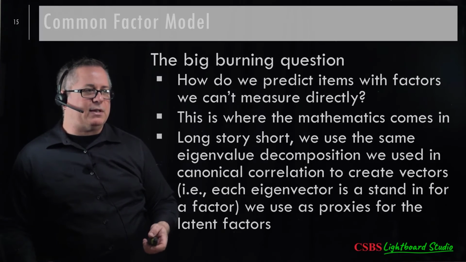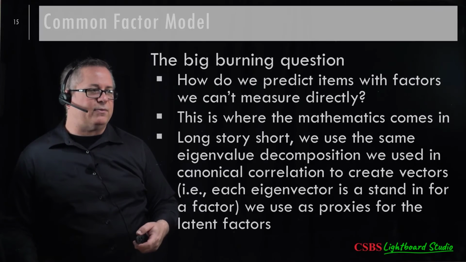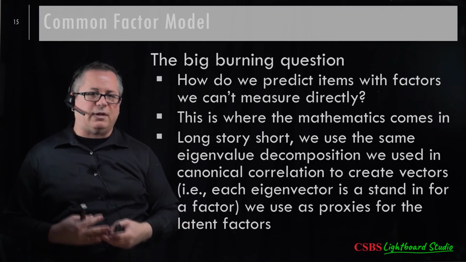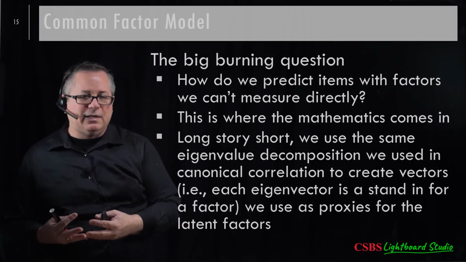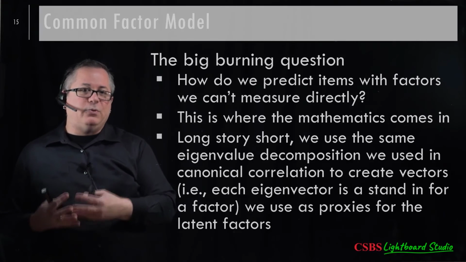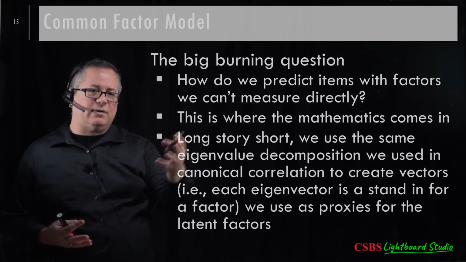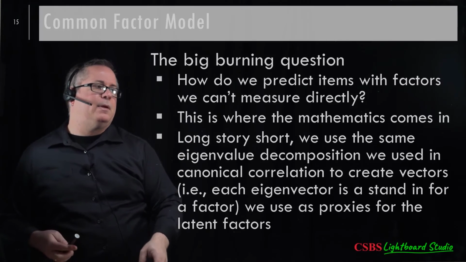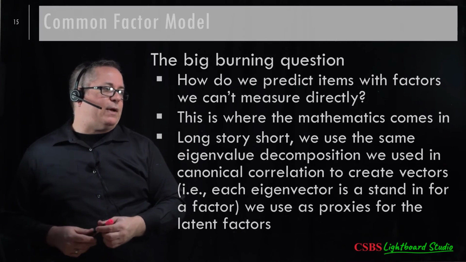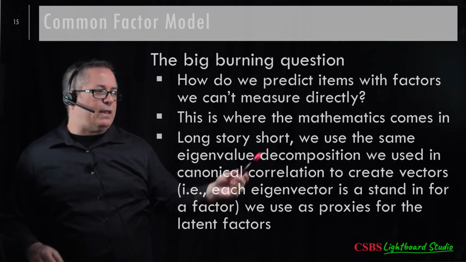How do I predict a thing like x1 from a factor if the factor doesn't exist? The whole point of this was we're trying to identify factors. So how do I take a thing that doesn't exist and use that to predict an item that does exist? It seems like, what? That doesn't make any sense. So how do we predict items from factors we can't measure? This is where the mathematics comes in.